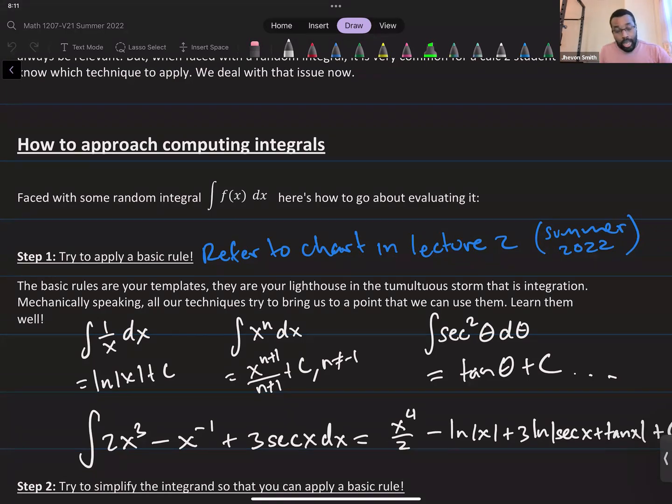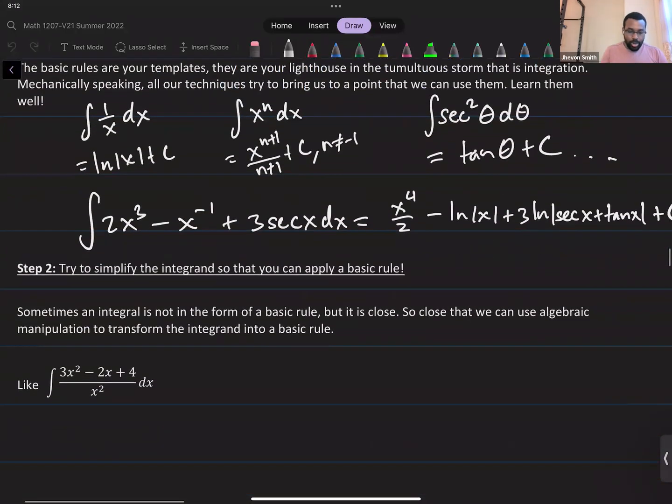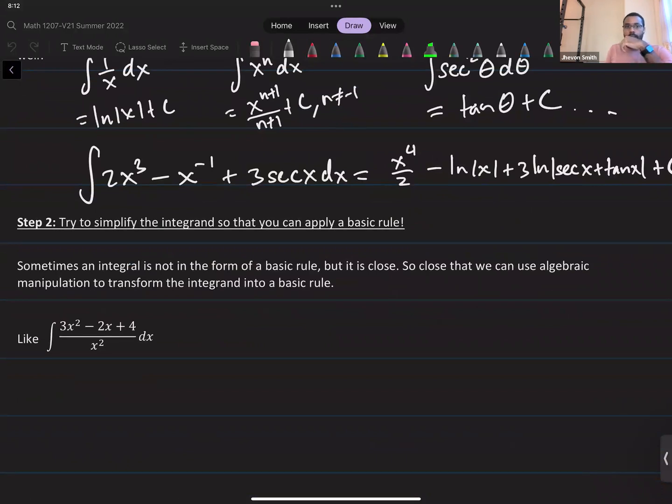Now, if it's not, which often it will not be, the next thing you think is, can I simplify it some way in order to be a basic rule? So that's the next thing. So for example, like this guy right here, the integral of 3x squared minus 2x plus 4 all over x squared, right? It's not a basic rule. However, I can simplify this to look like a basic rule pretty easily. Just divide the x squared into everybody.